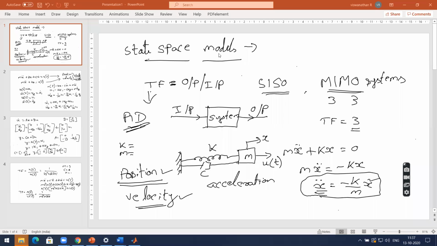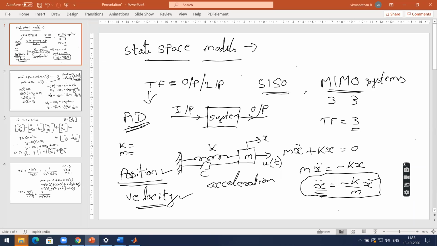This state space model is full of matrices, which can contain many inputs and outputs. So it is very suitable for multiple input and multiple output systems. It has an advantage compared to transfer functions, which can handle only a single input and single output. But if you use more than one transfer function, you can also design for multiple input and multiple output, but that becomes a little tedious. That's why you use state space models.